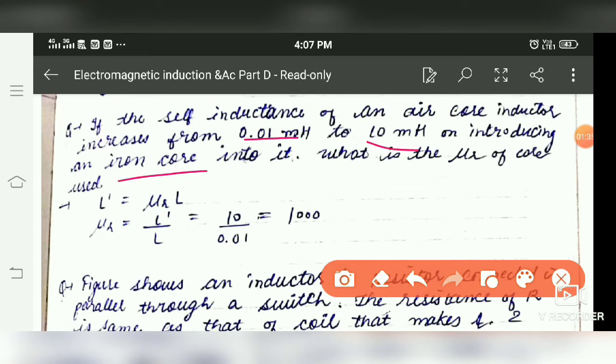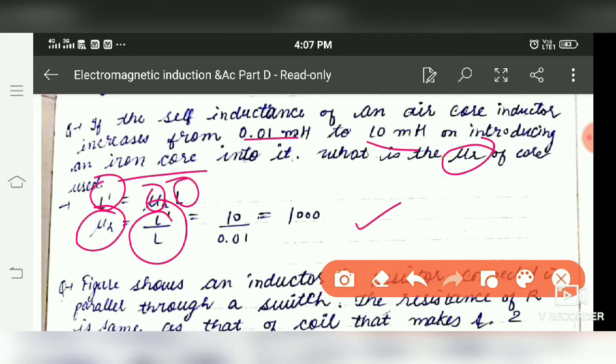Next question: the self-inductance of an air core increases on introducing an iron core into it. What is mu r? We know that L dash equals mu r L. We have to calculate mu r, that is L dash by L. Substitute the value and calculate the answer.